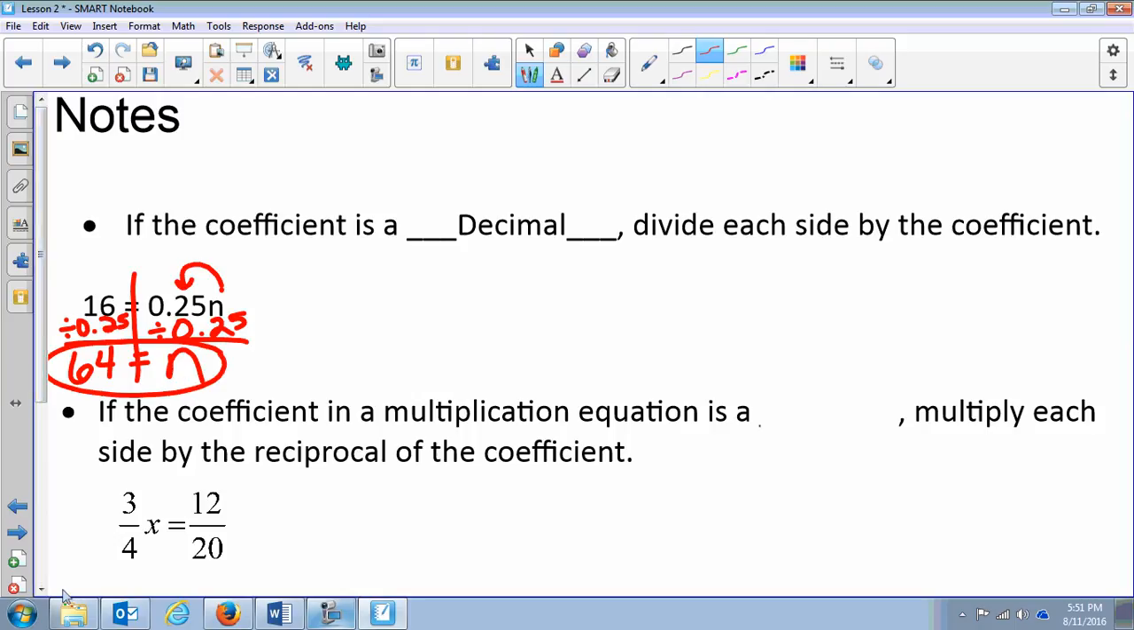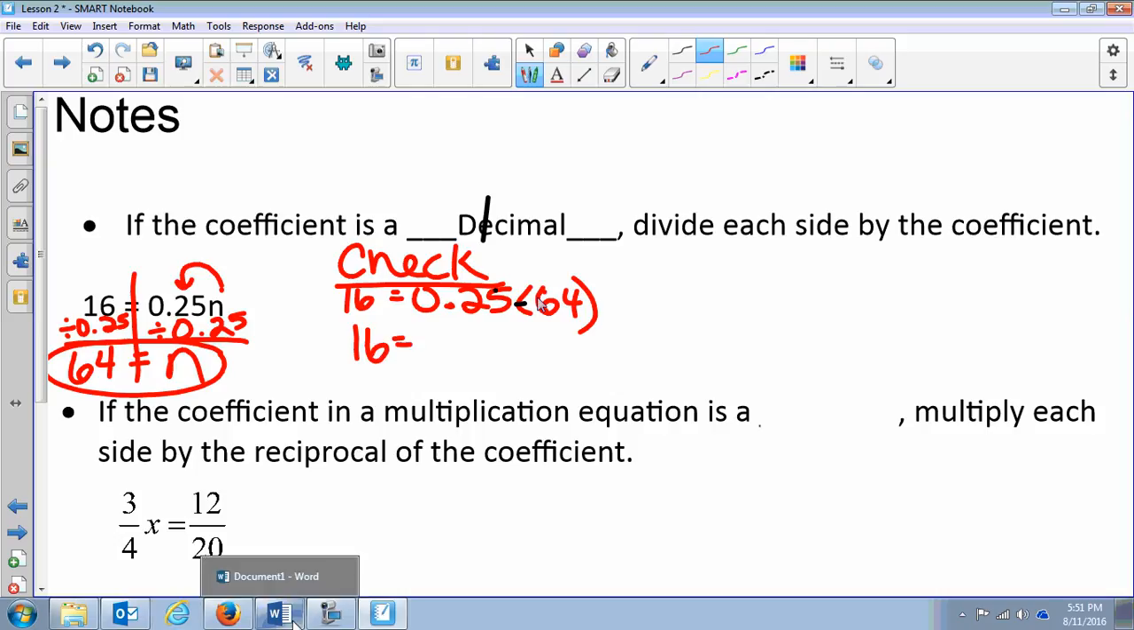Again, you could check this like I showed you in the last example in yesterday's lesson, which is always a good idea, by plugging it back into the variable. So if I have 16 equals 0.25n, I said n equaled 64. So I'm going to plug in 64 wherever there is an n. So I have 16 equals, I'm going to plug in my calculator, 0.25 times 64, and I get 16. 16 does equal 16, so I got the answer correct.